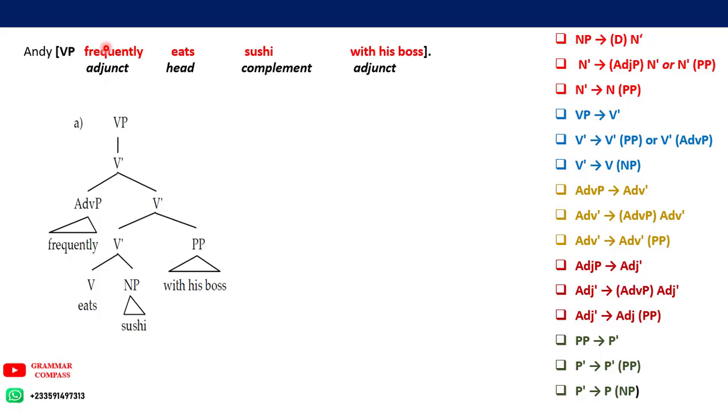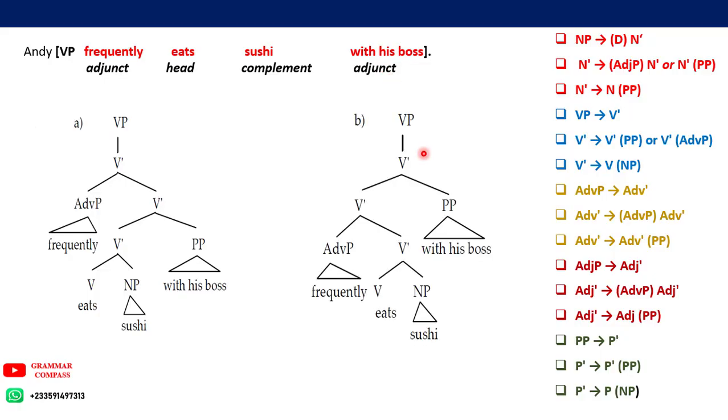Now, what is the alternative of this tree diagram? Remember that the adjuncts can be reordered. That is why we have alternatives. So someone can also choose to first attach with his boss first. That one is also correct. Let's do that. This is the tree that we are going to get.